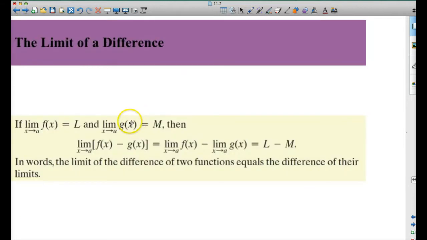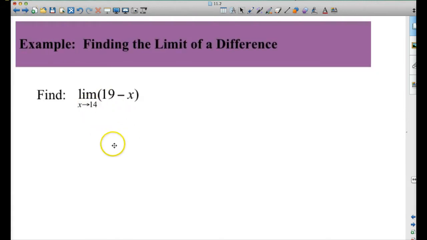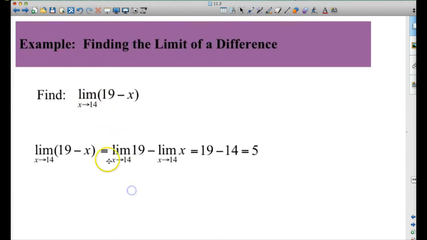Differences are set up the same way. For the difference of the limits, we separate them out and subtract the two limits. So we have 19 minus x as x goes to 14. If we look at this, we're going to plug in 14. So we have the limit of 19 as x approaches 14 minus the limit as x approaches 14 of x, which is 19 minus 14, which is 5.